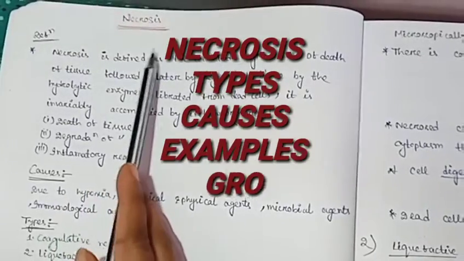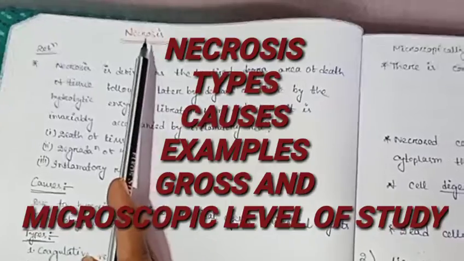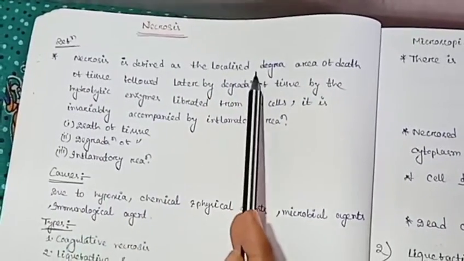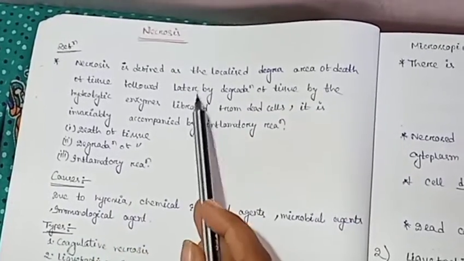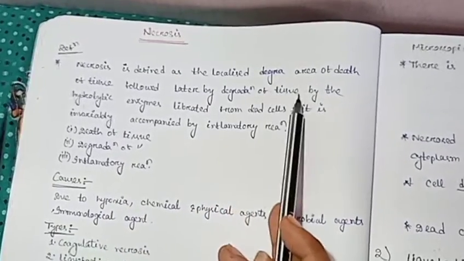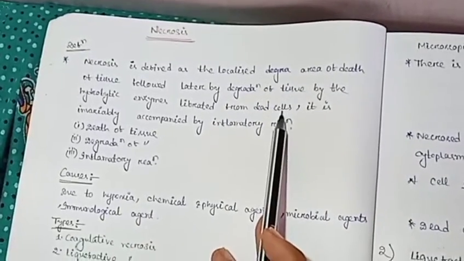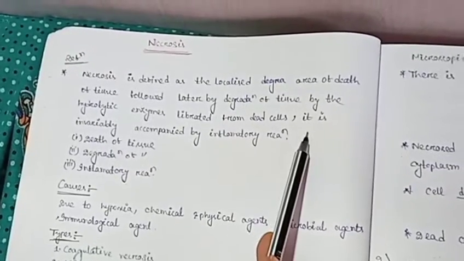Today's topic is necrosis. The first thing we discuss is the definition of necrosis. What is necrosis? Necrosis is defined as a localized area of death of a tissue, followed by later degradation of the tissue by the hydrolytic enzymes liberated from the dead cells. It is invariably accompanied by an inflammatory reaction.